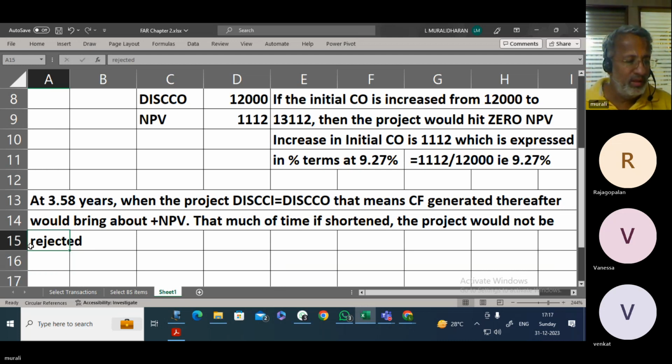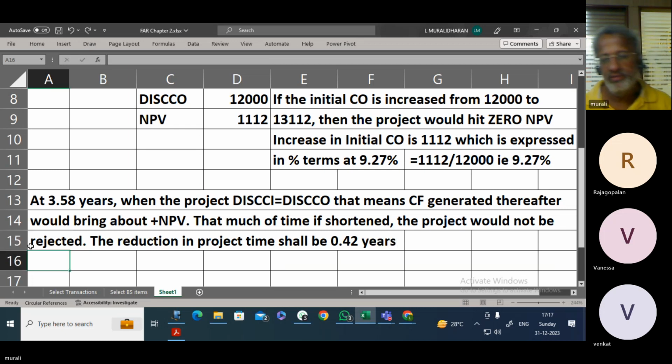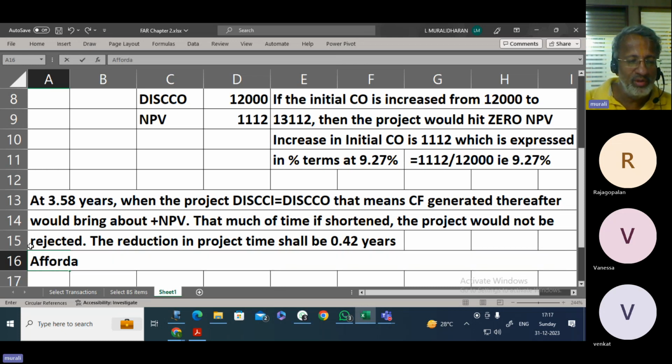So the reduction in project time shall be 0.42 years. How come 0.42 years? 4 minus 3.58 years. So the affordability to lose is 0.42 years out of the 4 years of project.